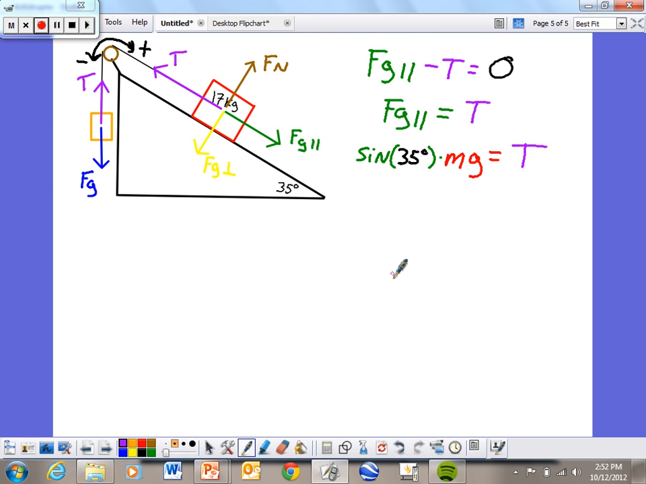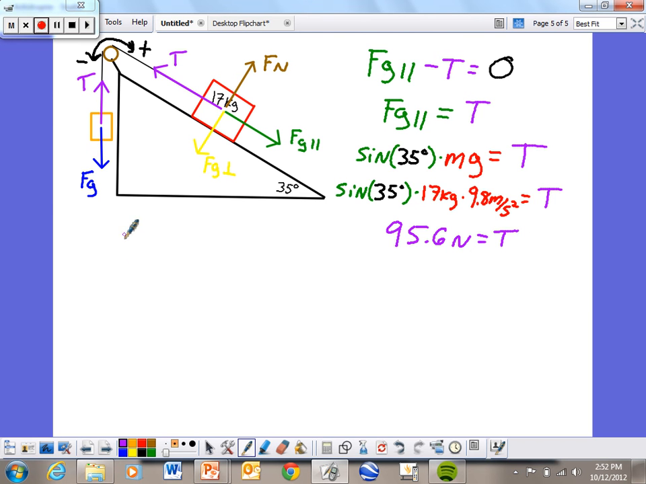I can plug in my numbers because we have the mass of the block. It was given at 17. So I will plug in those numbers. I have the sine of 35 degrees. The mass is 17 kilograms. And the g is 9.8 meters per second squared. It's going to equal my tension. Plug in those numbers, and I get the tension is 95.6 newtons.